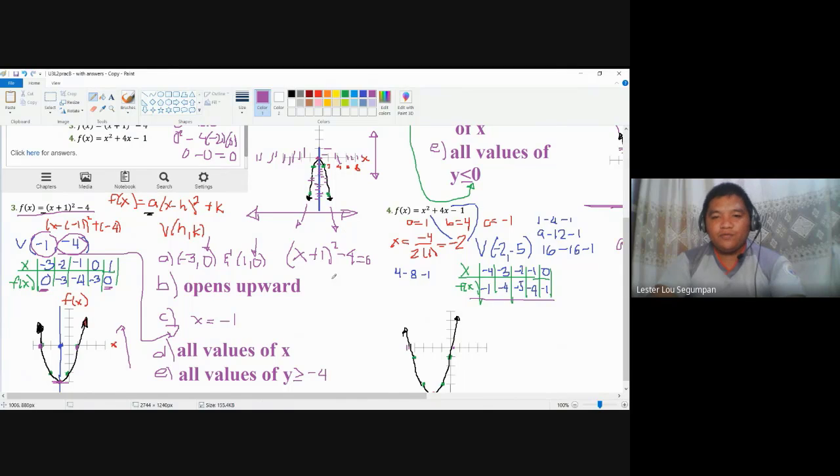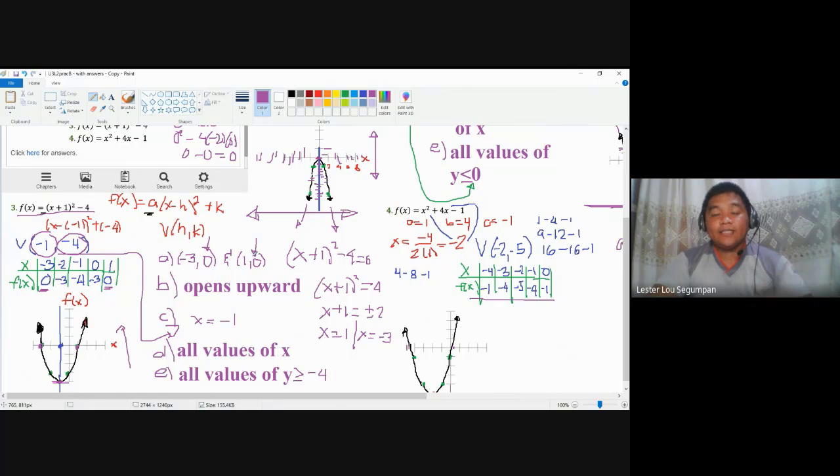You can move 4 here. So you have the square of (x + 1) is equal to positive 4. Square root both sides. You have x + 1 is equal to positive or negative 2. And you subtract 1 from both sides. Your first x is positive 2 minus 1, 1. Negative 2 minus 1, negative 3. That's why you have negative 3, and that's why you have 1.